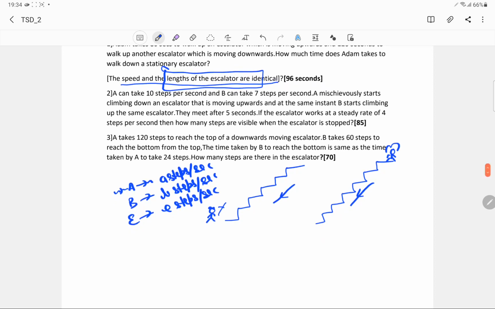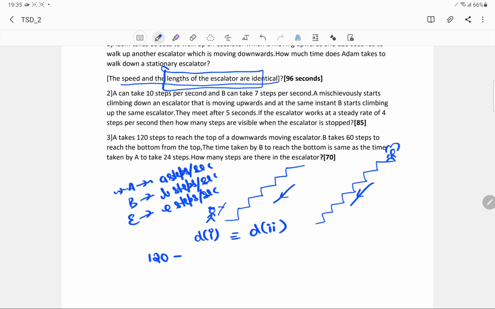Okay, so now I can form the equation. Obviously in the first scenario the distance would be equal, that is the length of the escalator, because since it's a similar escalator, the length would be the same. So how much is the length? A takes 120 steps, and see this, it was not 120 steps long, because the escalator was moving against him, so obviously the number of steps was somewhat less. Now what less?